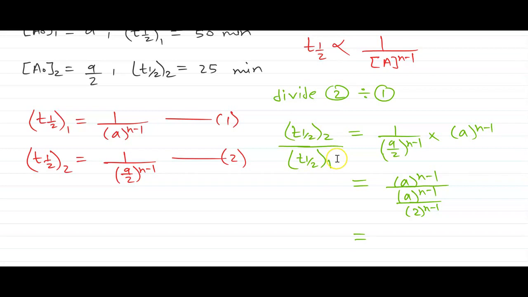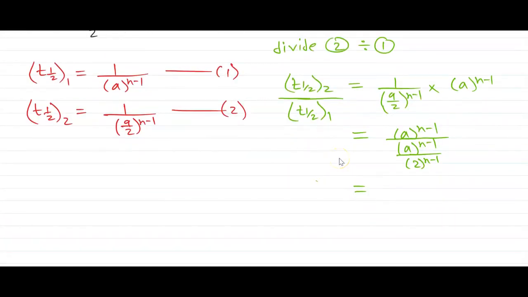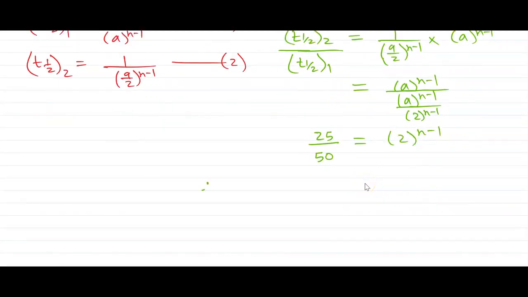So you will get T half 2. T half 2 is 25 minutes, right? Divided by T half 1, that is 50 minutes. And in this particular scenario, it is 2 raised to power n minus 1. Now when you divide this, you will get 25 divided by 50, which is nothing but 1 by 2. So this is 2 raised to power n minus 1. Now we have to substitute the value in such a way that it comes out to be 1 by 2.